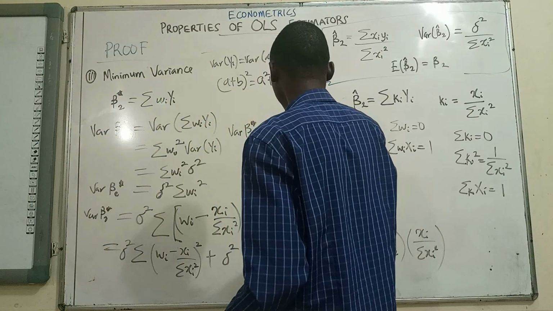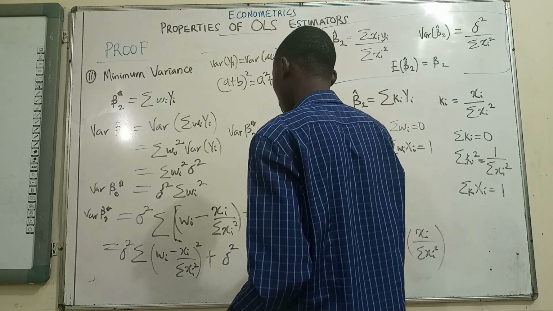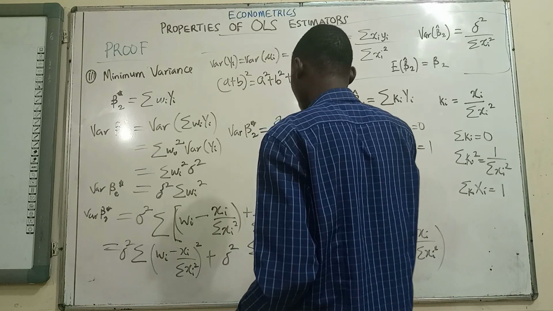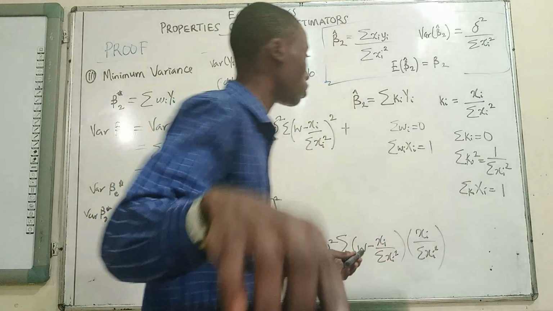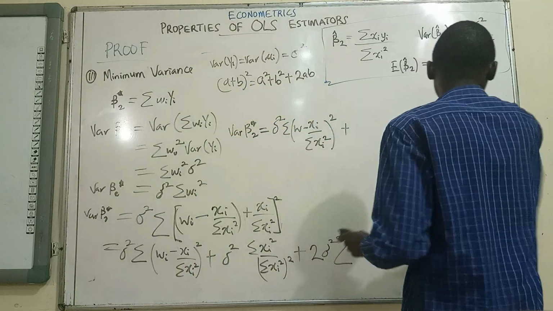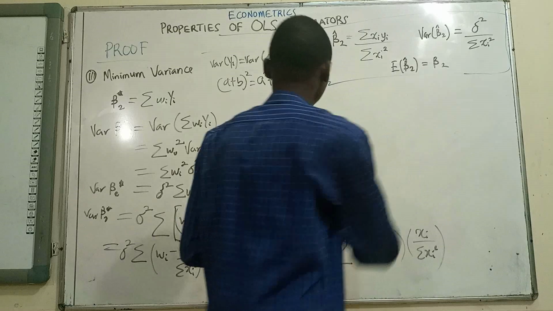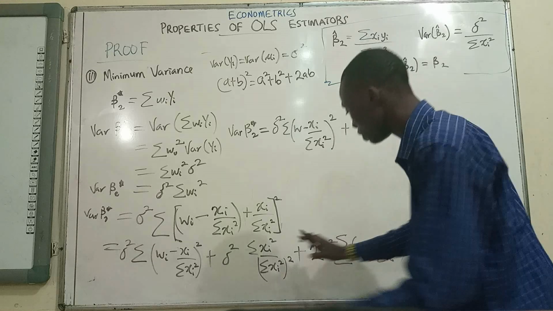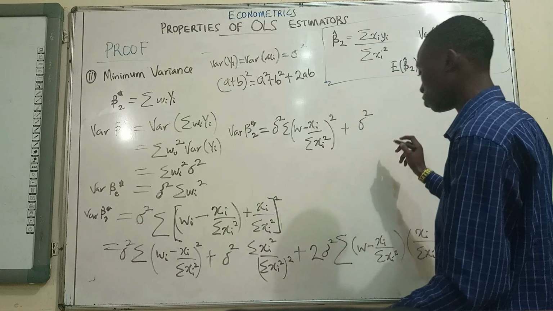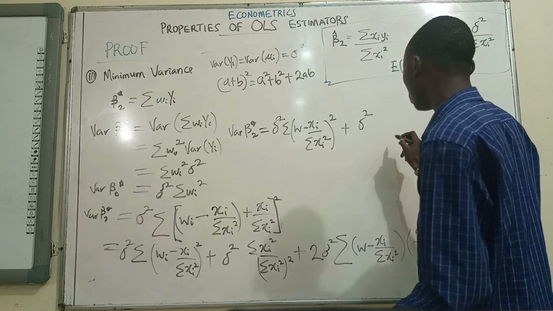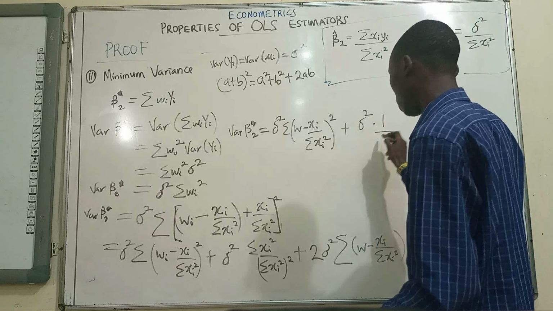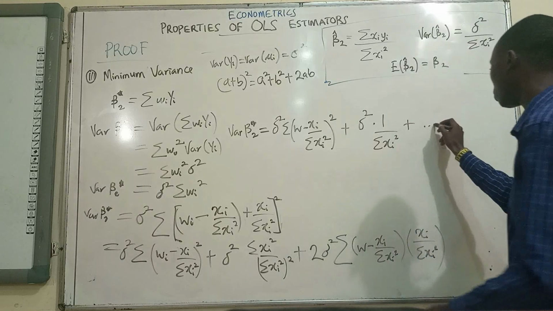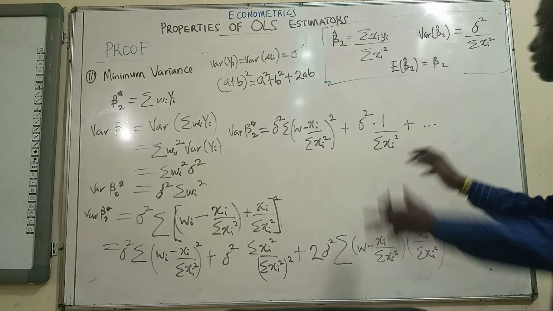summation of (w minus xi) plus sigma squared. Now this will take one over the summation of x squared on the denominator, so we'll be left with this 1 over, plus this. Let me write it again. Okay, so this is the variance.